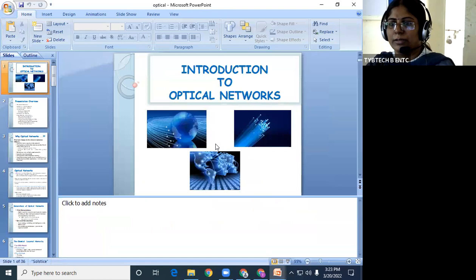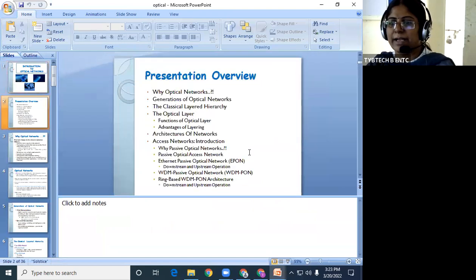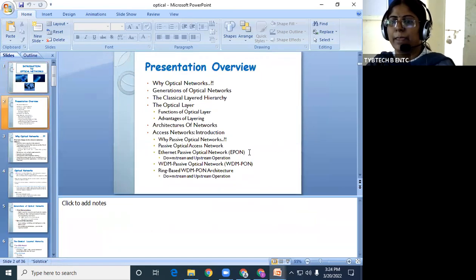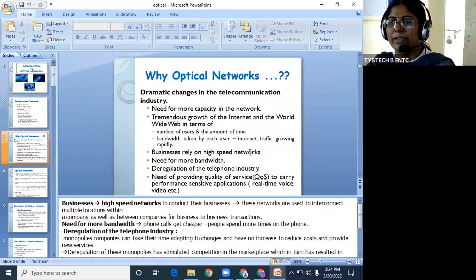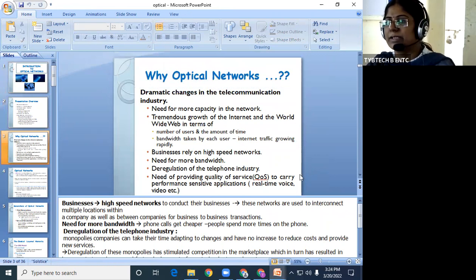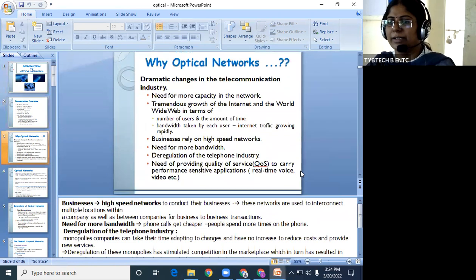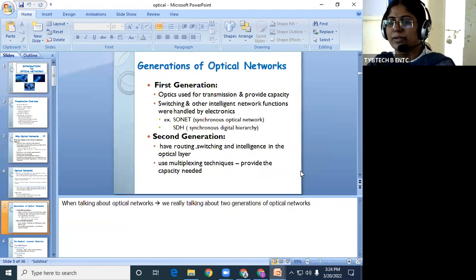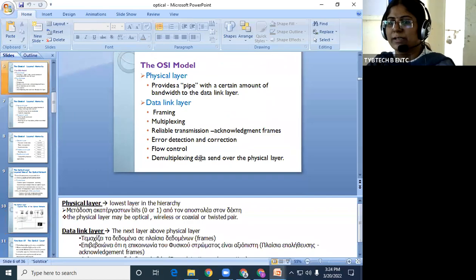Then these are some slides related to optical networks. Where the optical networks are used, why they are used, what the reason is, and what the advantages of optical networks over traditional networks are, that is given in these slides. Then how the optical networks were developed, first generation, second generation, those points are here.